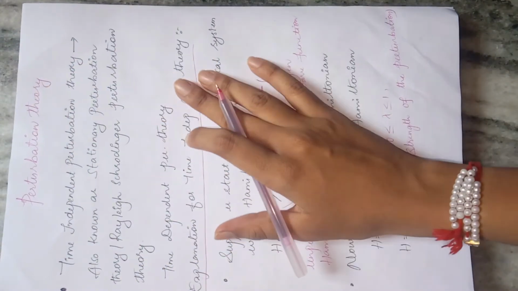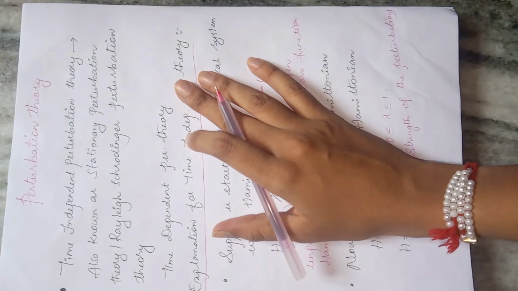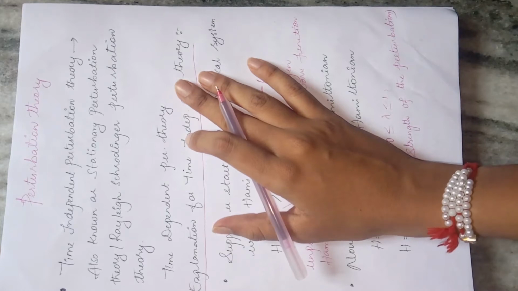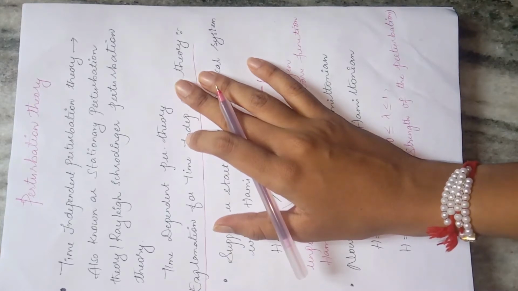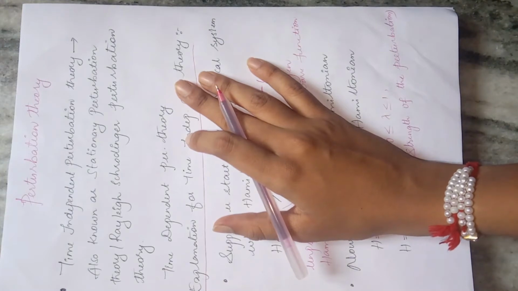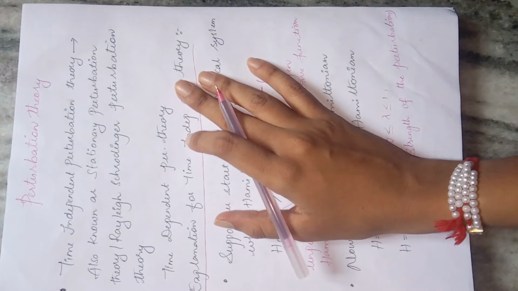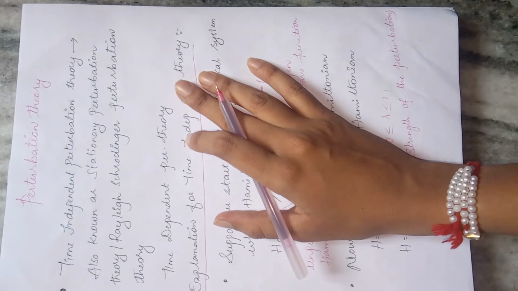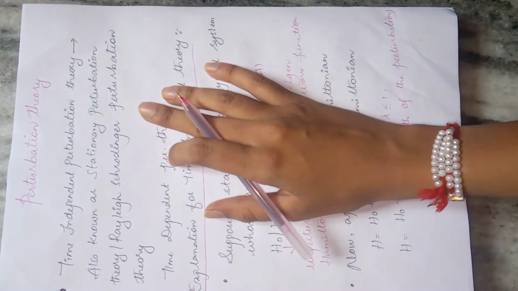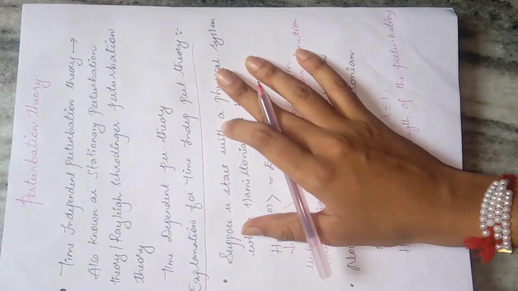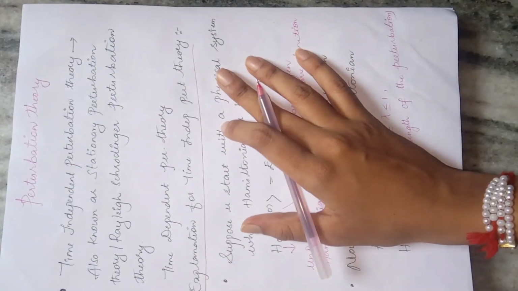So what is the need of this theory? Firstly, the Schrodinger wave equation is applicable for one electron systems only. But as the complexity increases, as the number of electrons increases, the Schrodinger equation becomes very difficult to solve. In those cases, a few approximation methods were used to solve the complex systems, and one of those methods is the perturbation method. That is, perturbation theory is used to solve those complex systems.